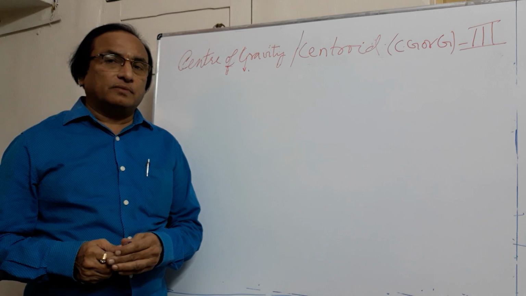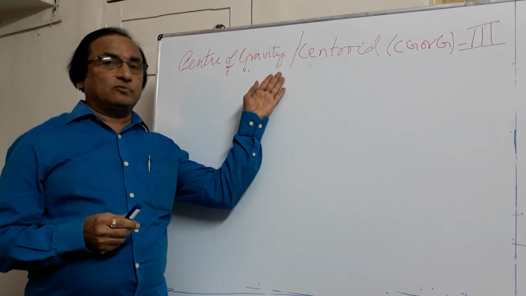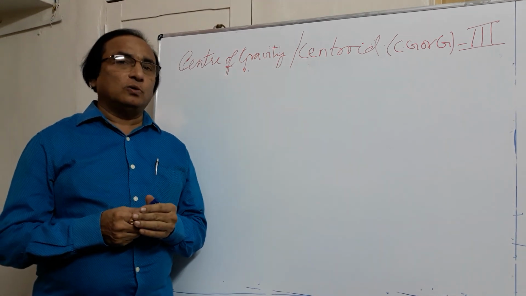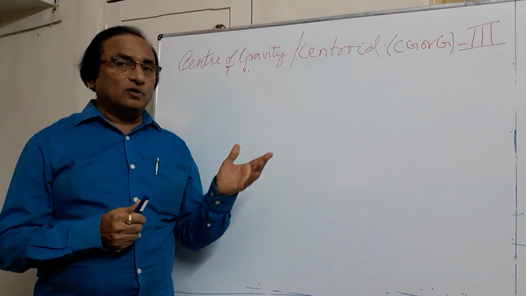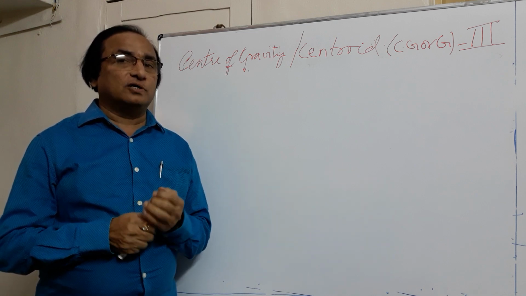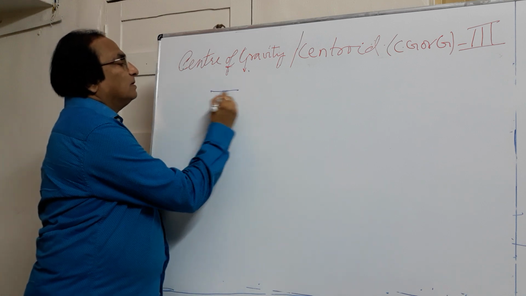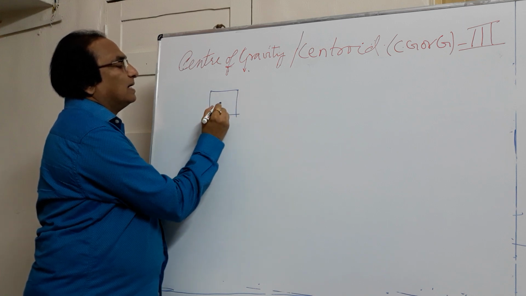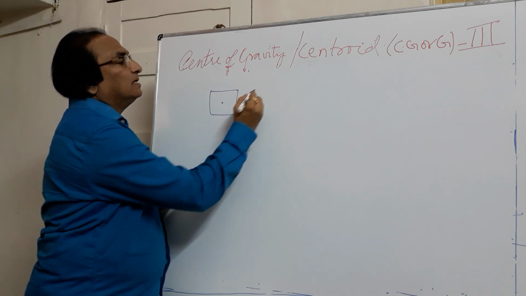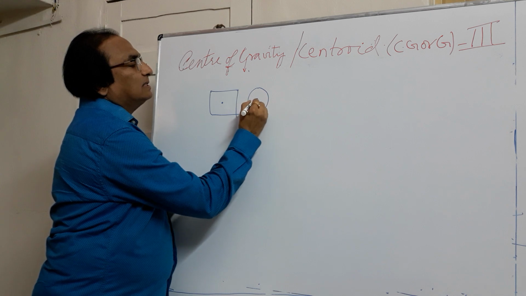In earlier video we have seen about the centroid. Centroid is a point where the whole area of the body will be acting. We have seen some of the centroids of the regular figures what we are using. For example, if I take a square or rectangle, the centroid is at the center. If I take a circle, the centroid is at the center.